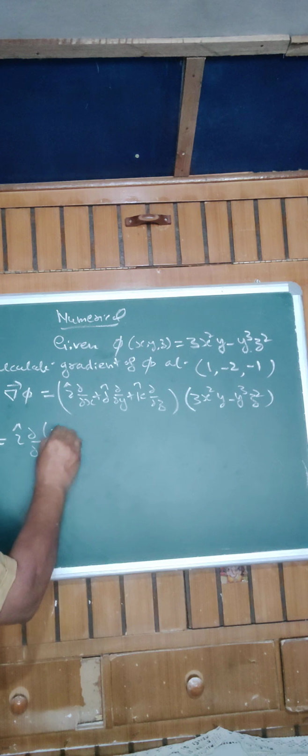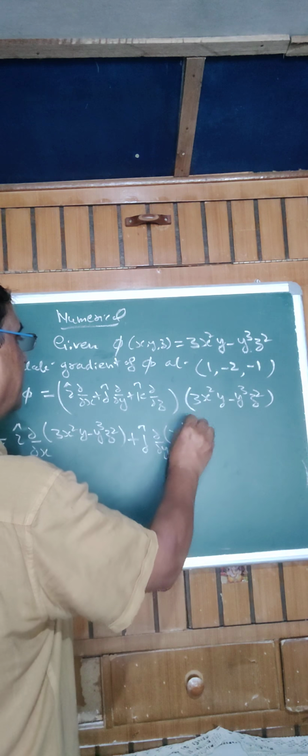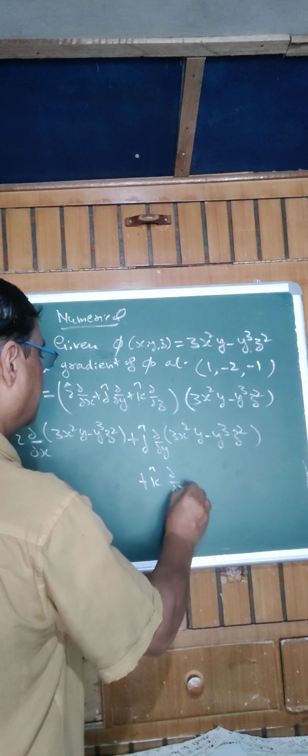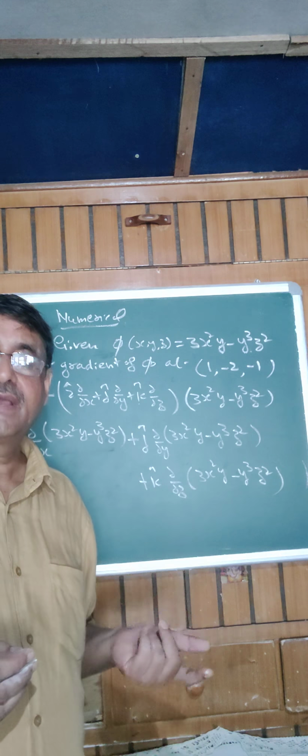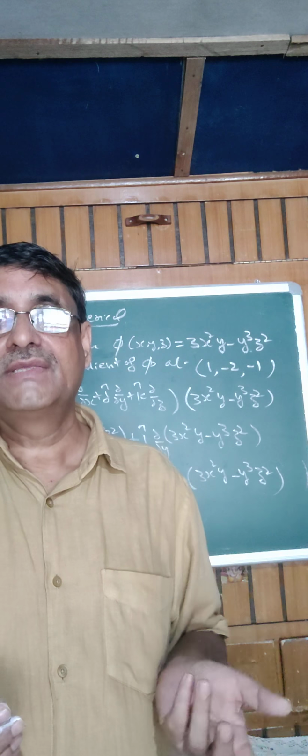i cap del over del x of (3x square y minus y cube z square) plus j cap del over del y of (3x square y minus y cube z square) plus k cap del over del z of (3x square y minus y cube z square). This is only differentiation. You differentiate with respect to x, with respect to y, and with respect to z. In the answer, put x equal to 1, y equal to -2 and z equal to -1. After two steps you will get the answer.